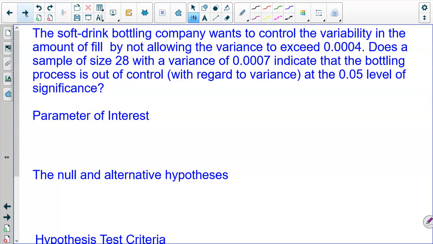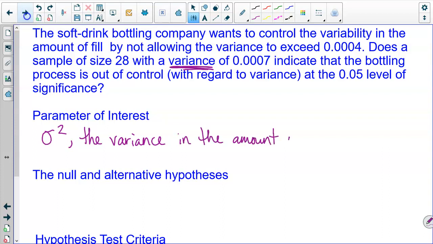Okay? All right, so what is my parameter of interest? This is super important because the more tests you learn, you have to figure out which one to use. Okay, so what am I interested in? I'm interested in variance. So I'm interested in sigma squared. Okay? Which is the variance or the variability in the amount of fill. So automatically my brain, because I see sigma squared, is like, boop, chi-square test. Okay?